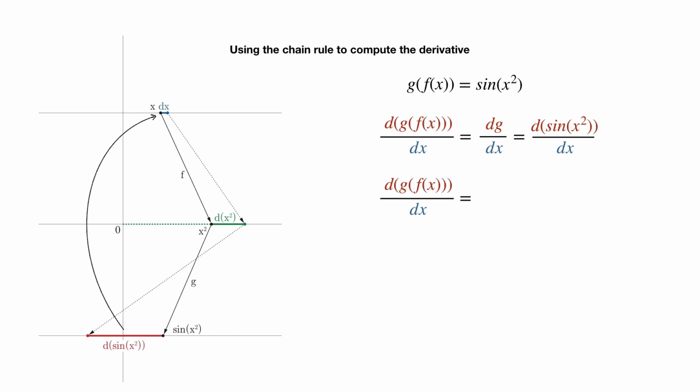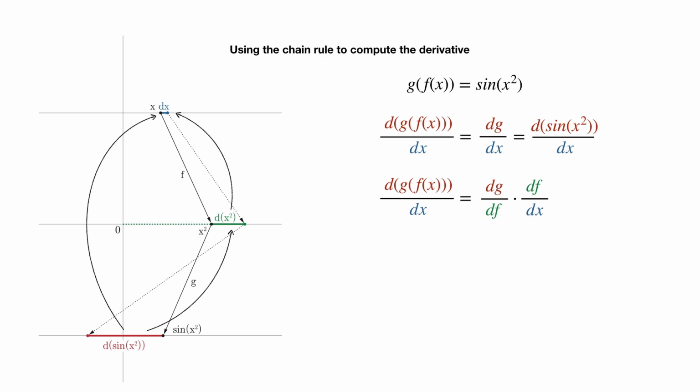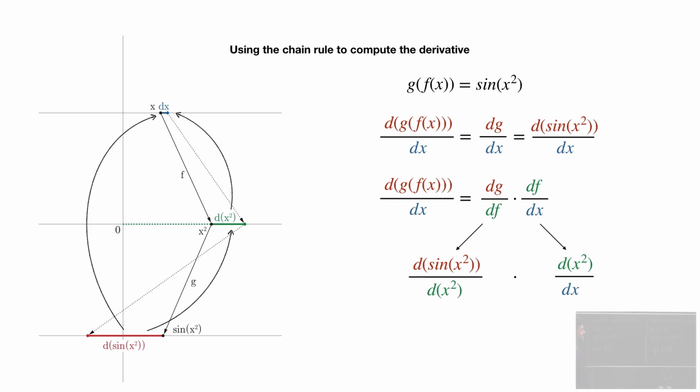And this is where the chain rule comes from. We can decompose this into the ratio of the red line over the green line times the ratio of the green line over the blue line. So we decompose this output-input ratio with this middle step. Now we have two derivatives to compute, but they are simpler. We have d of sine of x squared over d of x squared, and we have d of x squared over dx. And this one we already know: it's the derivative of x squared, which is just 2x.